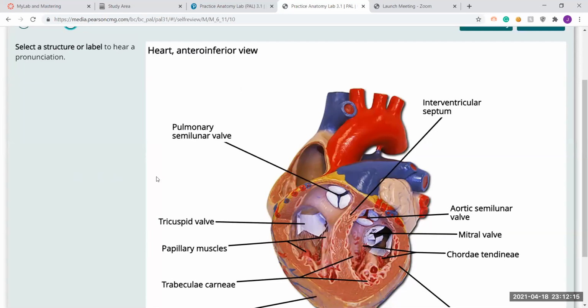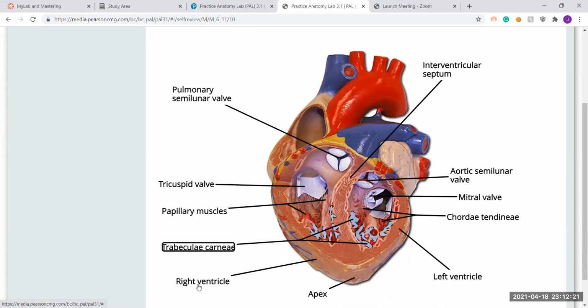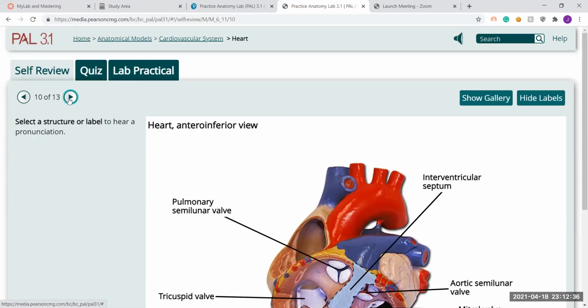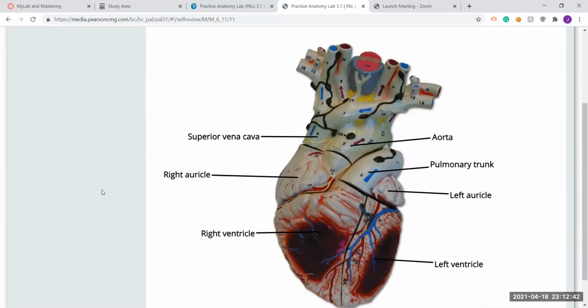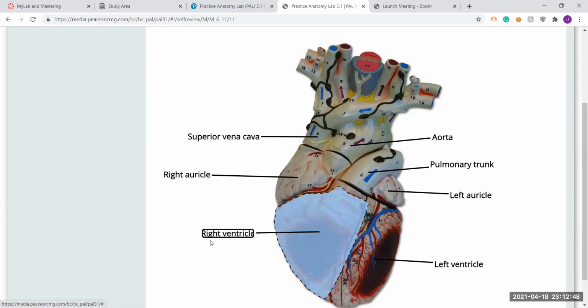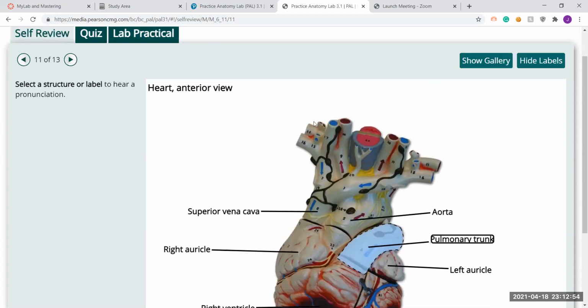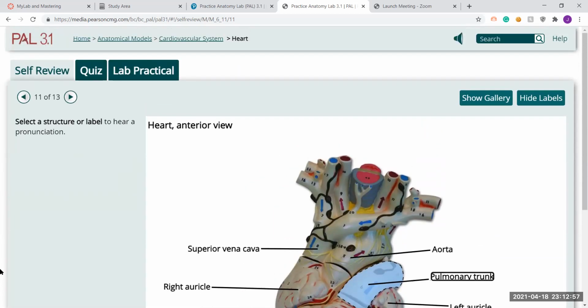These are the valves you can see: pulmonary valve, tricuspid valve, papillary muscle, trabeculae carneae, right ventricle, apex of the heart, left ventricle, chordae tendineae, mitral valve, aortic semilunar valve, interventricular septum. This is the heart again, anterior view with different chambers. And here is superior vena cava, right auricle, right ventricle, left auricle, pulmonary trunk, and aorta, and all other great vessels here, which we talked about earlier.